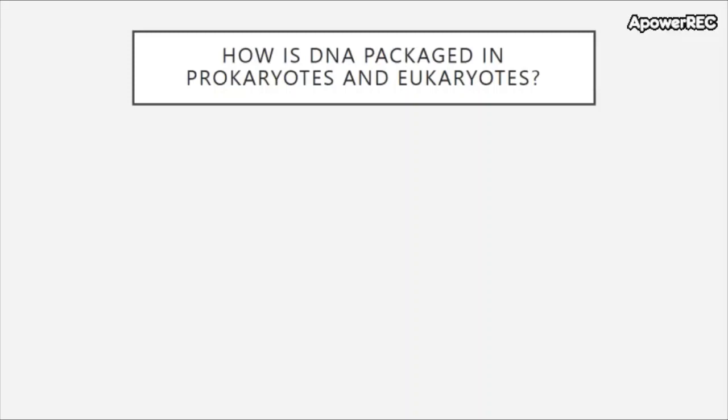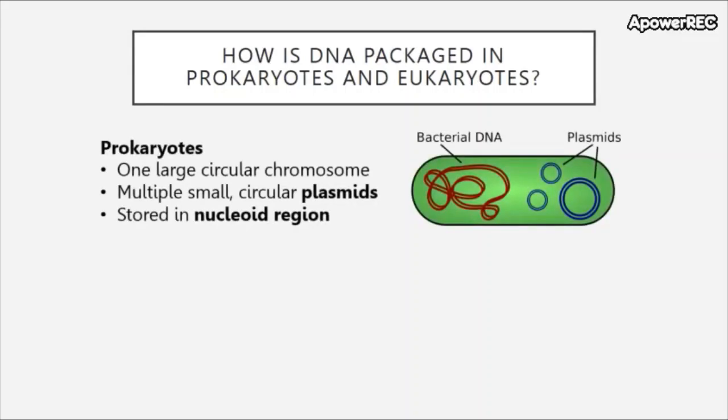Okay, so how is DNA packaged in prokaryotes and how is it packaged in eukaryotes? Prokaryotes have a relatively simple way of packaging their DNA. As we've discussed, it exists as one large circular chromosome, depicted here in red, and we can have multiple small circular plasmids, which are extra chromosomal pieces of DNA. And the bacterial DNA is stored in what is known as the nucleoid region.